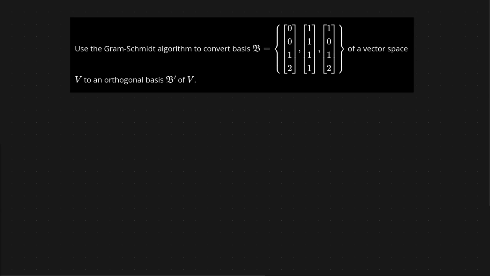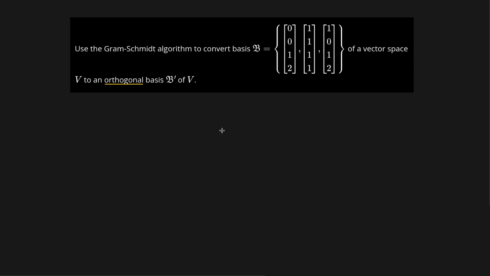So let's take a look at an example. We want to use the Gram-Schmidt algorithm to convert a known basis of some vector space V to an orthogonal basis for the same vector space V. So this is exactly what the Gram-Schmidt algorithm does. It takes a basis that we know, which isn't necessarily orthogonal, and it transforms it into an orthogonal basis that spans the same space.